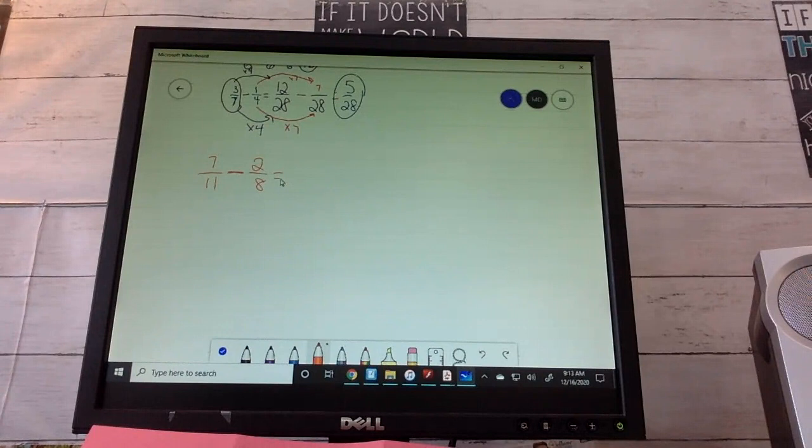11 and 8. What do you mean the equivalency, McKinley? LCD. What is the LCD of 11 and 8? 88. 11 is prime. So if you were to count through, 22 doesn't go in there, 33, 8 doesn't go in there, 44 doesn't go in there, all the way to 88. That's the first time that 8 and 11 go into the same number. So we've got to change both of these fractions.